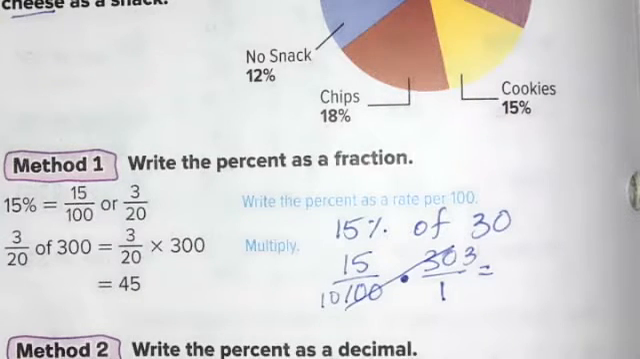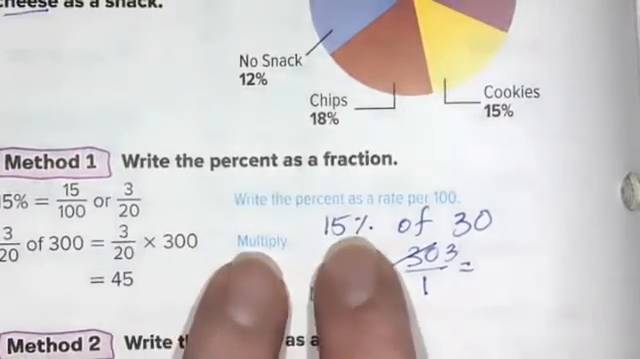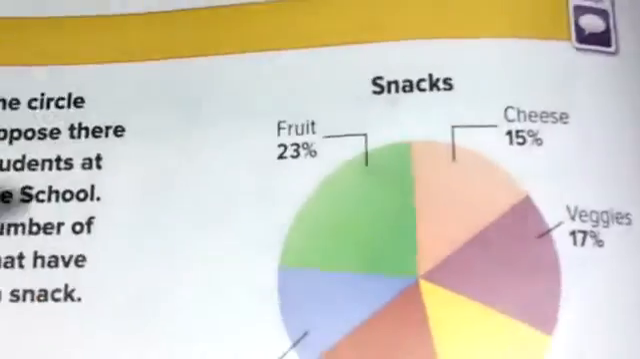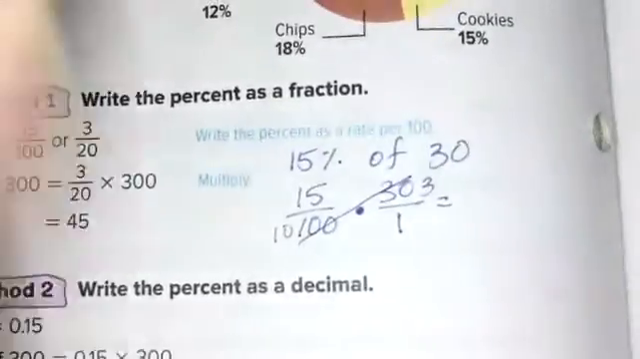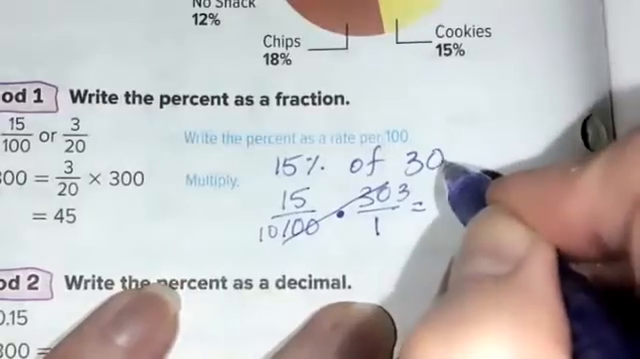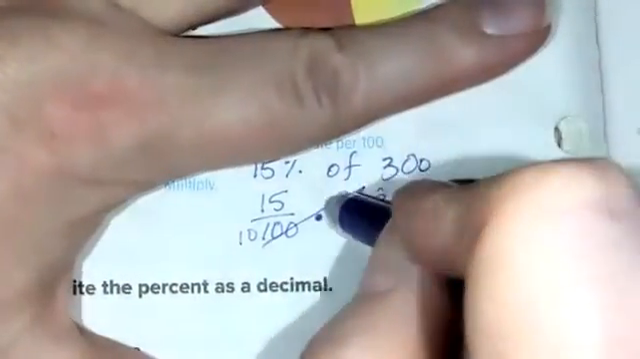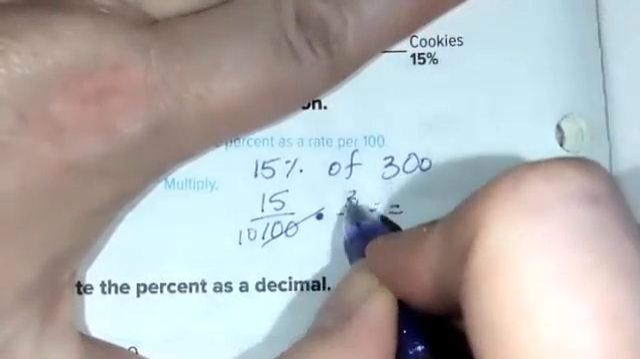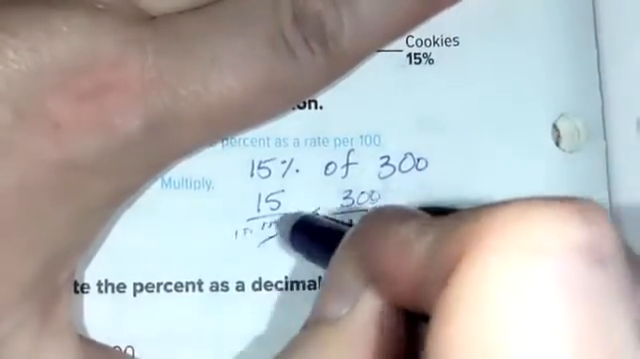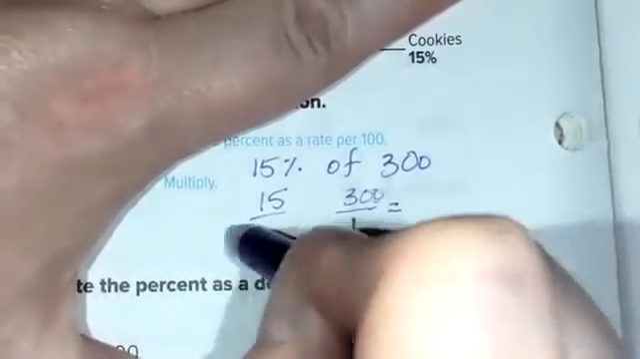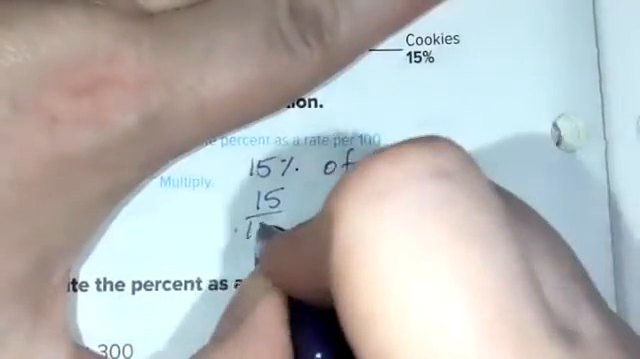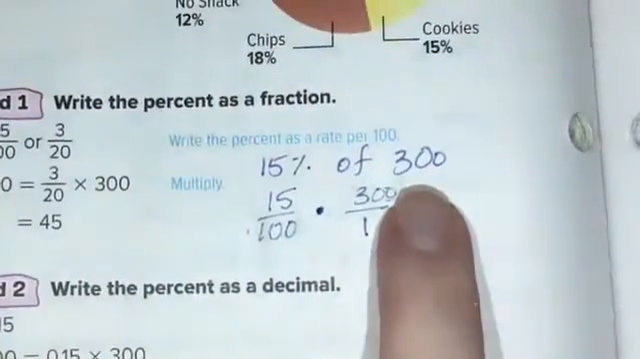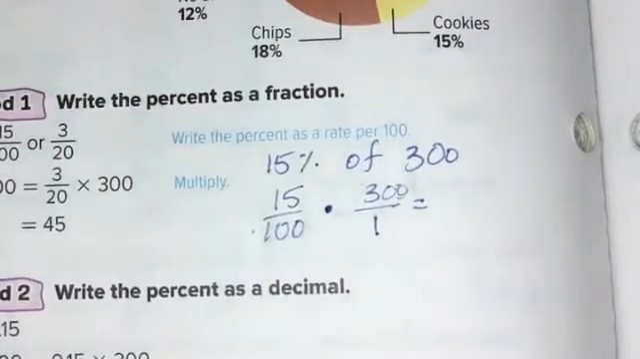So actually I made a little mistake right here. This is not 15% of 30, it was 15% of 300. So I'm just going to fix that right now. So it's 15% of 300. So not 30 over 1, it's 300 over 1. So again, that 15%, we would write it as 15 per 100, of means multiply, and it's 300 students total. So sorry about that mistake.